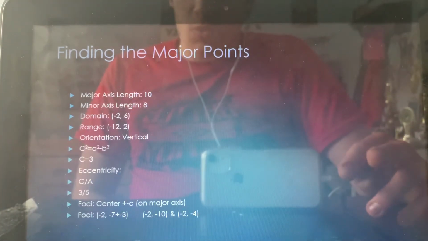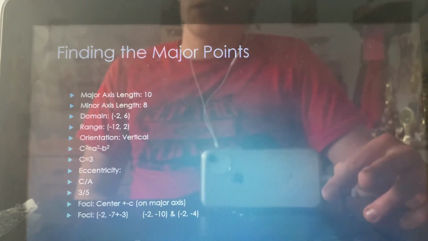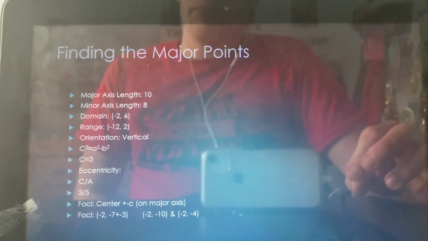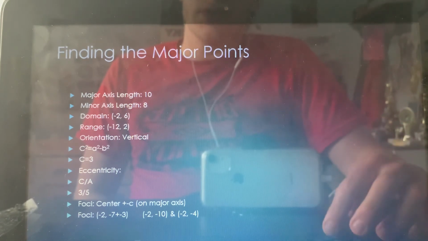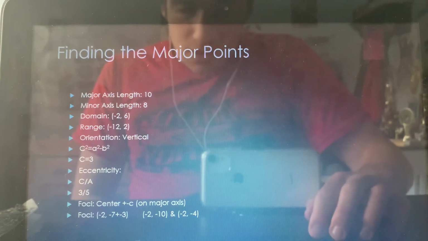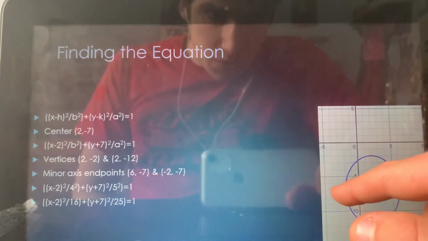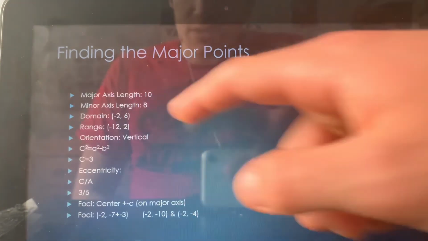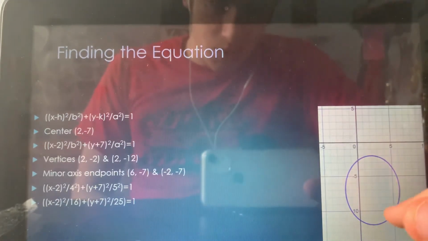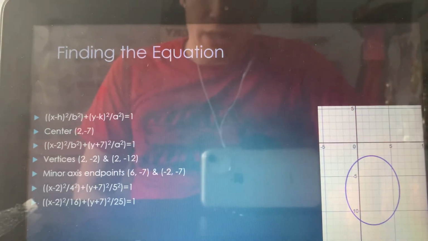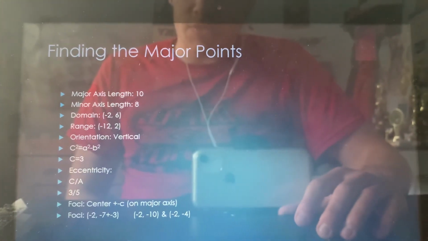The major axis: well, a is 5, so major axis is 2a, that's just 10. B is 4, minor axis is 2b, so that's 8. The domain, let's see, negative 2 is the lowest x, 6 is the highest x, so that's the domain. Range, negative 12 is the lowest y, 2 is the highest y. So it's negative 12 to 2. It's obviously vertically oriented.